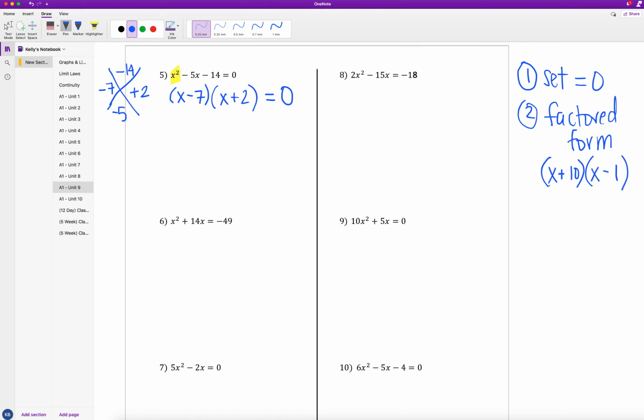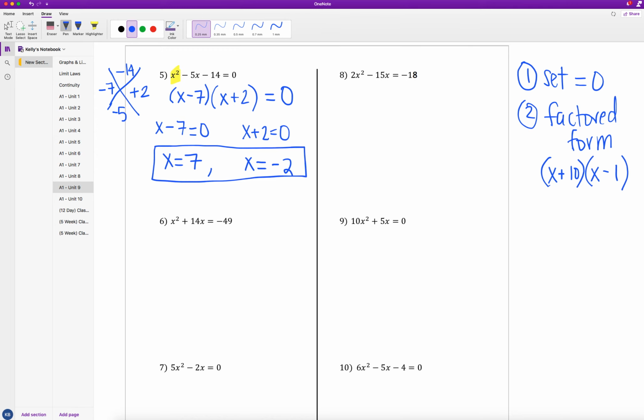Now that we are in factored form, we can go ahead and apply the zero product property. Why don't you guys finish out the problem and solve for your two values of x, and then we'll check it together. Let's check our answers on example 5. So to apply the zero product property, I can set each factor equal to 0. So I have x minus 7 equals 0 and x plus 2 equals 0. That step is where we applied the zero product property. To solve the first one, I'm going to add 7 and get x equals 7. And on the second one, I'm going to subtract 2 and get x equals -2.